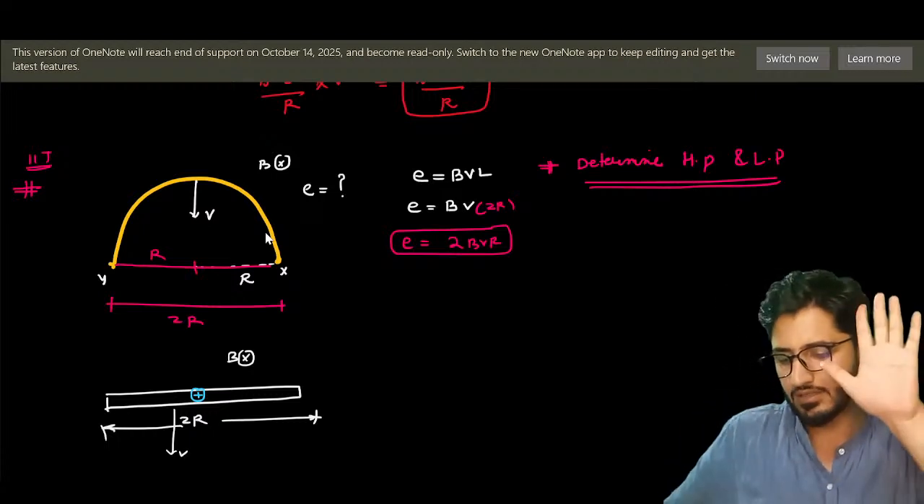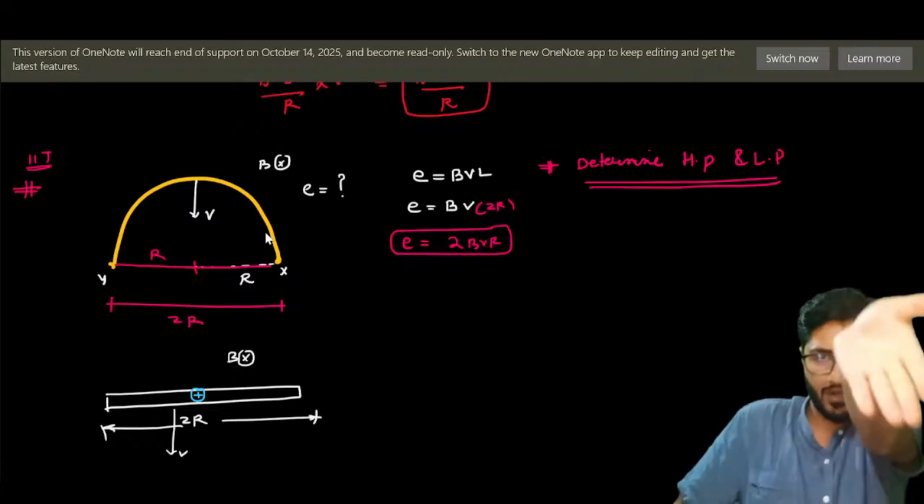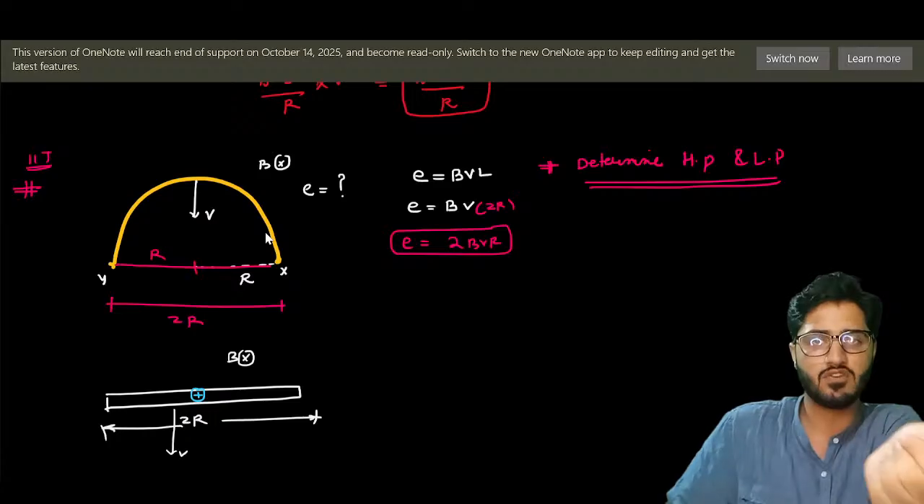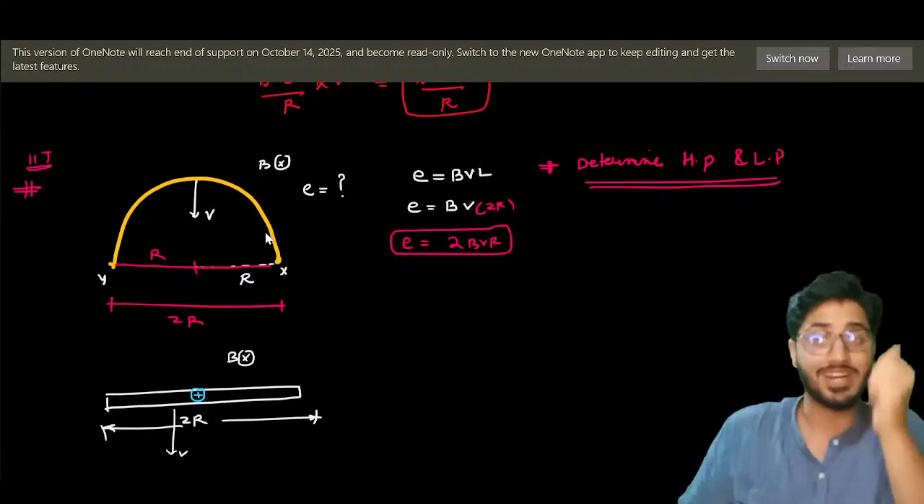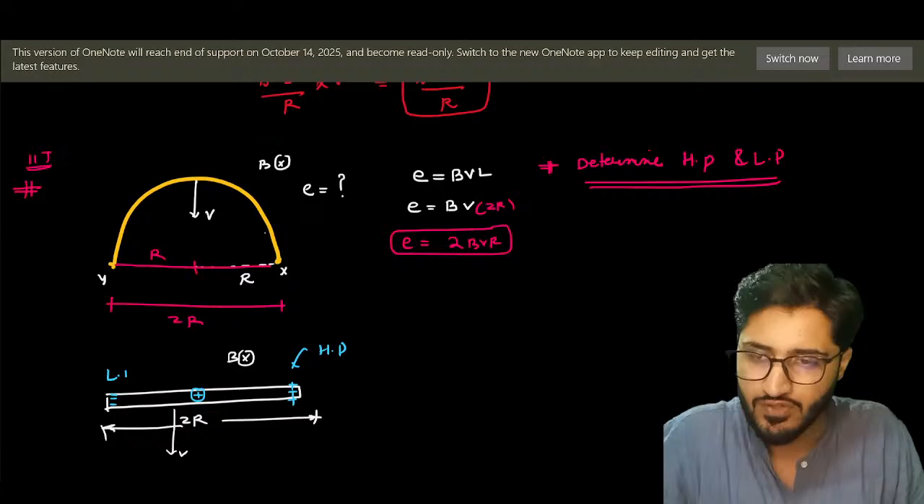Take your right hand, no? Take your right hand. Where is V going? Downwards, so take your hand downwards, right? Where is B? B is inwards. So your thumb goes towards the right. So that simply indicates, sir, my positive charge will accumulate here and negative here. So this will indicate high potential, and this will indicate low potential.